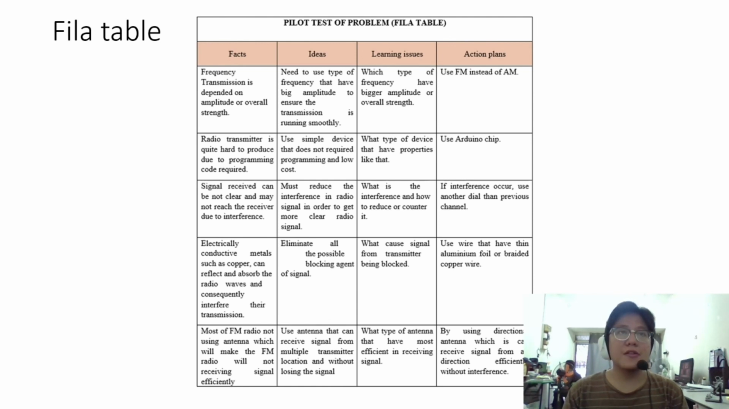The next fact is most FM radios do not use an antenna, which means the FM radio will not receive signal efficiently. The idea is to use an antenna that can receive signal from multiple transmitter locations without losing the signal. Learning issue: what type of antenna is most efficient in receiving signal? The action plan that we got is using a directional antenna which can receive signal from all directions efficiently without interference. So that's all from me.